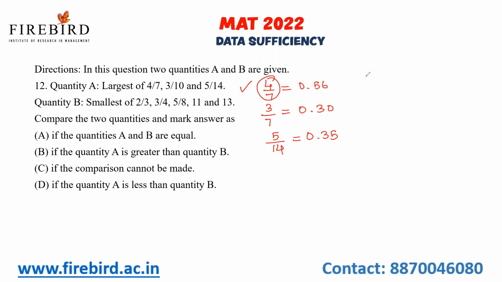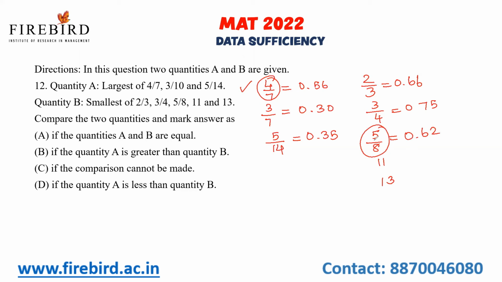And which is the smallest? 2 by 3, 0.66, 3 by 4, 0.75, and 5 by 8 is nothing but 0.62. And 11 by 13, which is the smallest? 5 by 8 is the smallest.